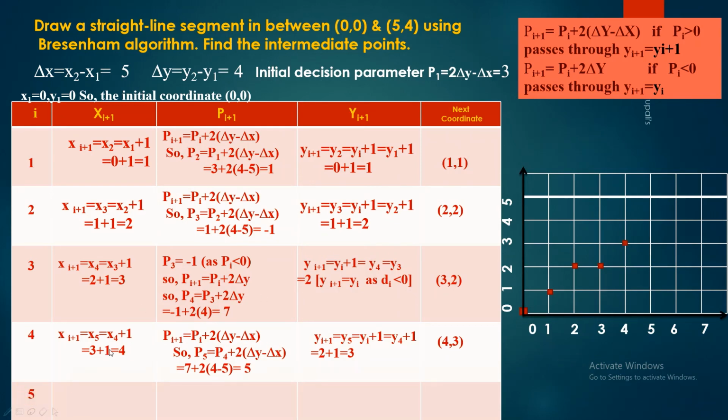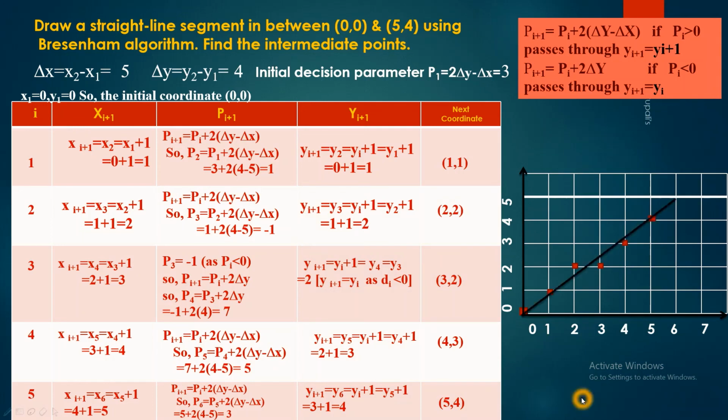Now, the fifth one. What is x? X becomes 4 plus 1, 5. 5 is the last point of this line. See here, 0, 0 to 5, 4. What is the decision parameter? It is positive. Positive means the first case. So, the next decision parameter is 3. Now, what is yi plus 1? In that case, we increase y by 1, so it becomes 4. So, what is this coordinate? 5, 4. See, I am getting the last point. So this line starts from 0, 0 to 5, 4. Plot 5, 4. Now, draw the line. So, this is your line.